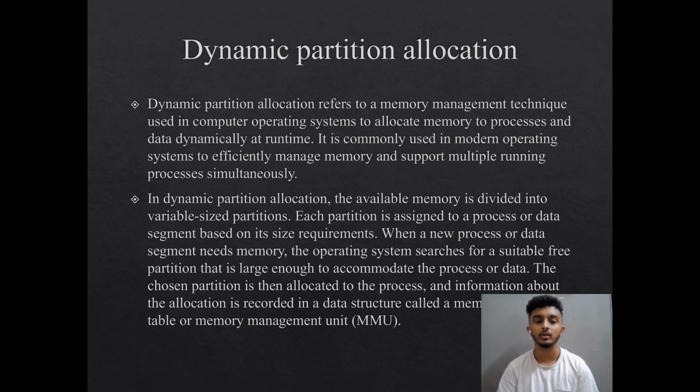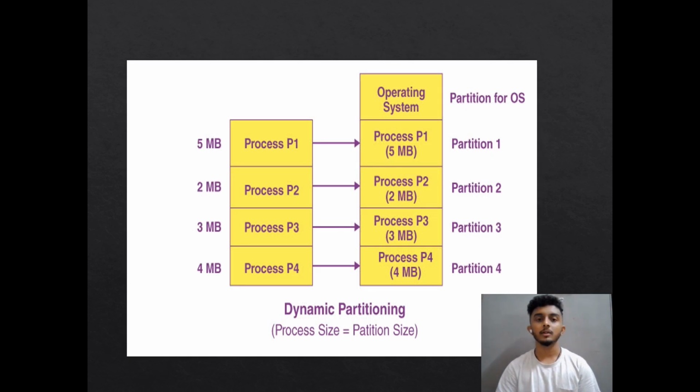Each partition is assigned to a process or data segment based on its size requirement. When a new process or data segment needs memory, the operating system searches for a suitable free partition that is large enough to accommodate the process or data. The chosen partition is then allocated to the process, and information about the allocation is recorded in a data structure called the memory management unit. This is the representation of dynamic partition allocation.